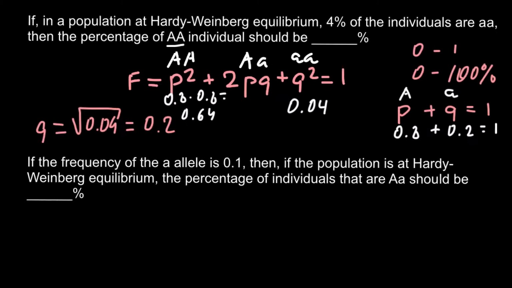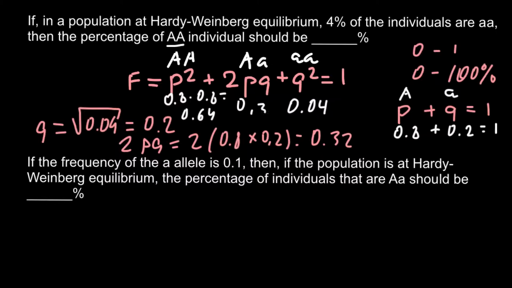But we also can check our answer. For example, we can find the frequency of the heterozygous genotype. 2pq would equal 2 multiplied by p, which is 0.8, and multiplied by q, which is 0.2. The answer here would be 0.32. So if we put this frequency here, and add all three numbers, we should get 1. Once again, 0.64 plus 0.32 is 0.96, plus 0.04, we get 1.